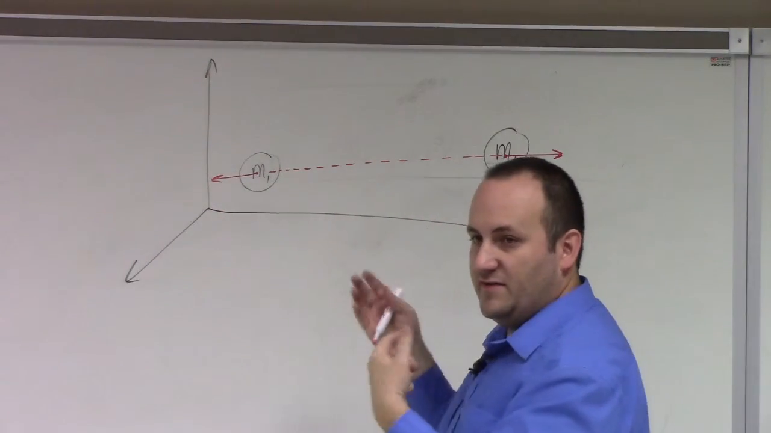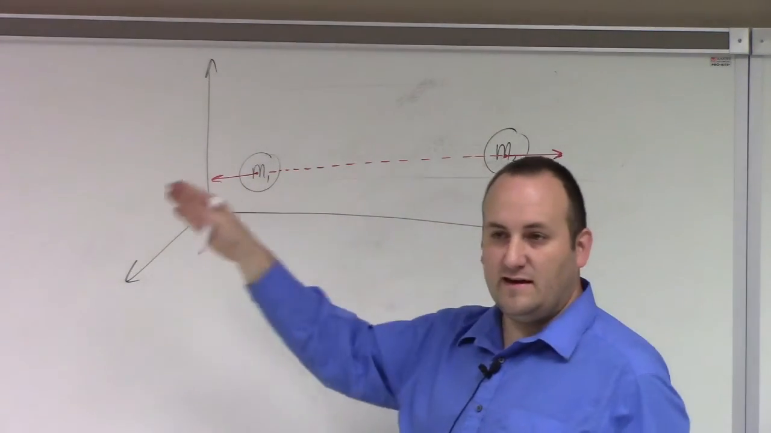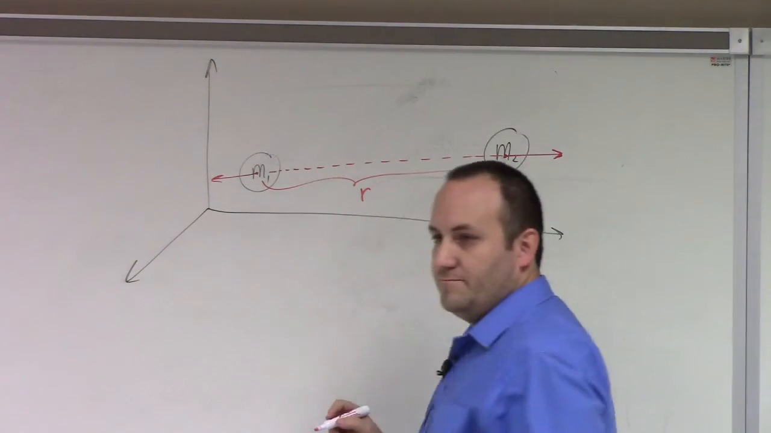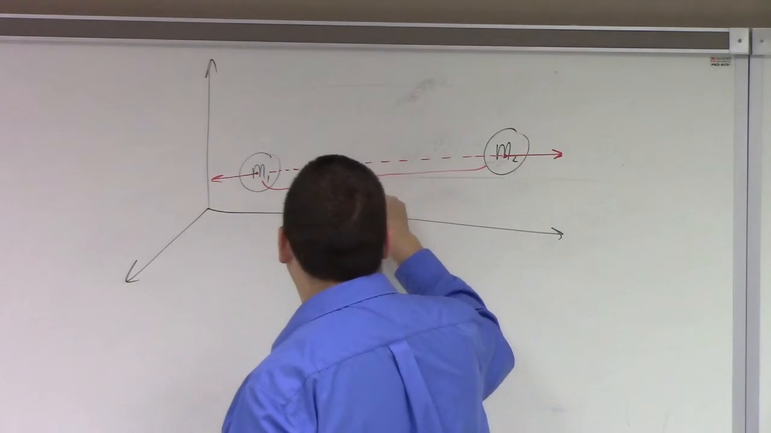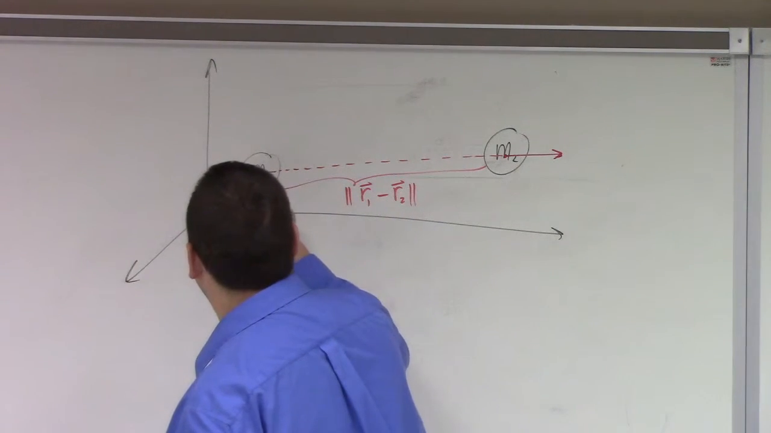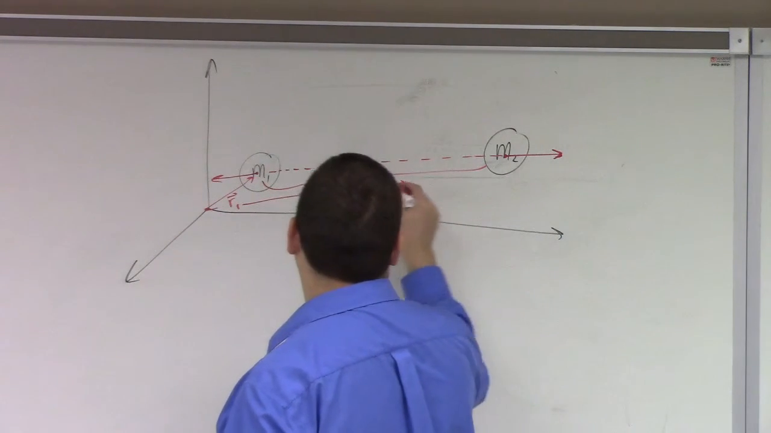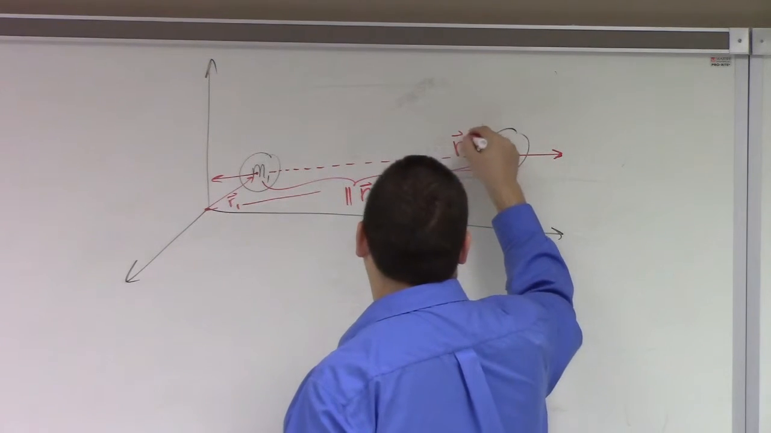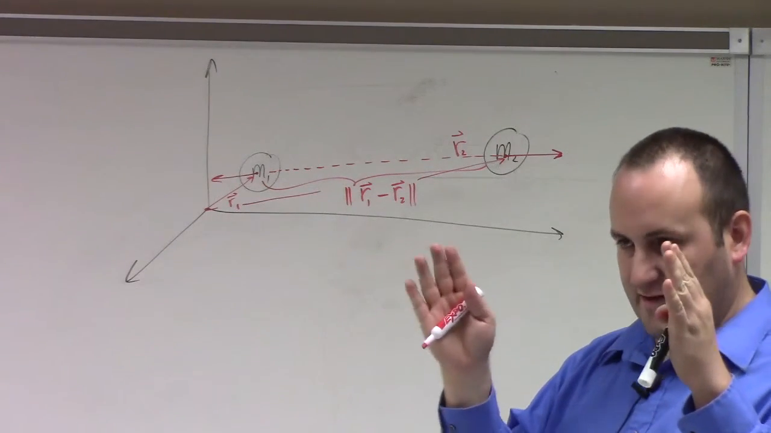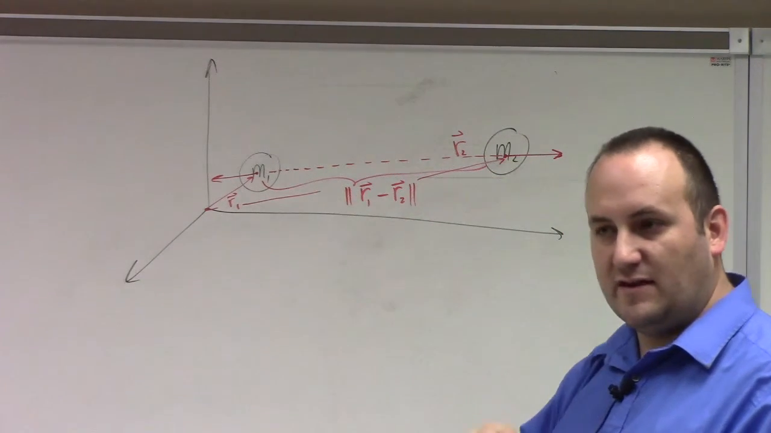But if it's a central force governing the interaction between these, it has to be along the line that connects them, and the only dependence possible is on the distance between them, which I would call the magnitude of R1 minus R2. So let R1 and R2 be their position vectors relative to some common origin, so that the force that acts on them, one on the other and the other on the one, can only depend on the distance between them, and it has to act in the direction connecting them. That's a central force.